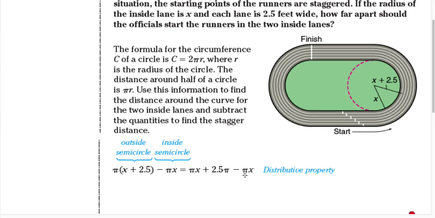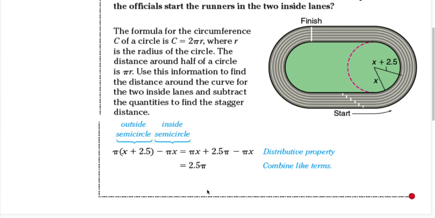Using the distributive property, we end up with pi x plus 2.5 pi minus pi x. If you notice, these two are like terms, pi x minus pi x, and we simply take that out. The pi x cancels out, and by combining like terms we end up with 2.5 pi. So the two runners should start 2.5 pi, or about 7.9 feet apart. That's how you figure out the staggered distance between the runners, so that nobody is at a disadvantage when they start the race.